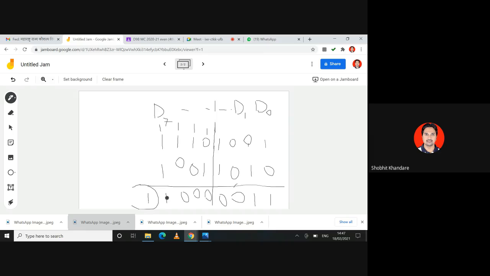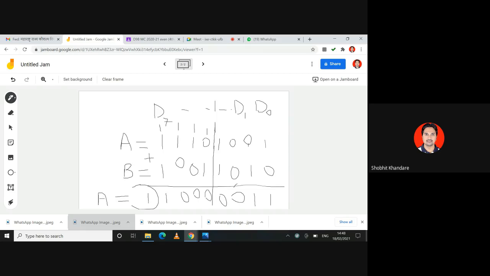Suppose the A register has this 8-bit number, and suppose your B register has this 8-bit number, and after you do the addition of these two 8-bit numbers, the answer which you get is stored into the accumulator by default. Now tell me the status of the parity bit.